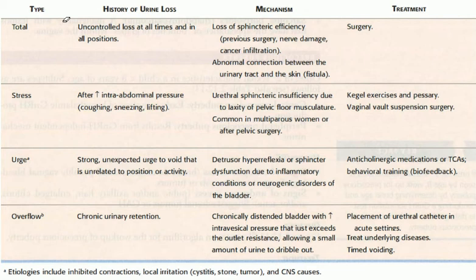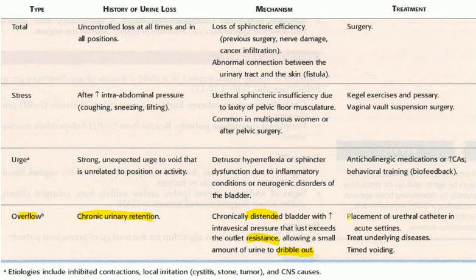Types of urinary incontinence. First of all, I will talk about overflow incontinence. Overflow incontinence, it means overflow. So there will be a chronic urinary retention. The mechanism will be a chronically distended bladder. Remember, a distended bladder with increased intravesical pressure that just exceeds the outlet resistance, allowing a small amount of urine to dribble out. So remember, overflow will be a small amount of urine dribbling out.